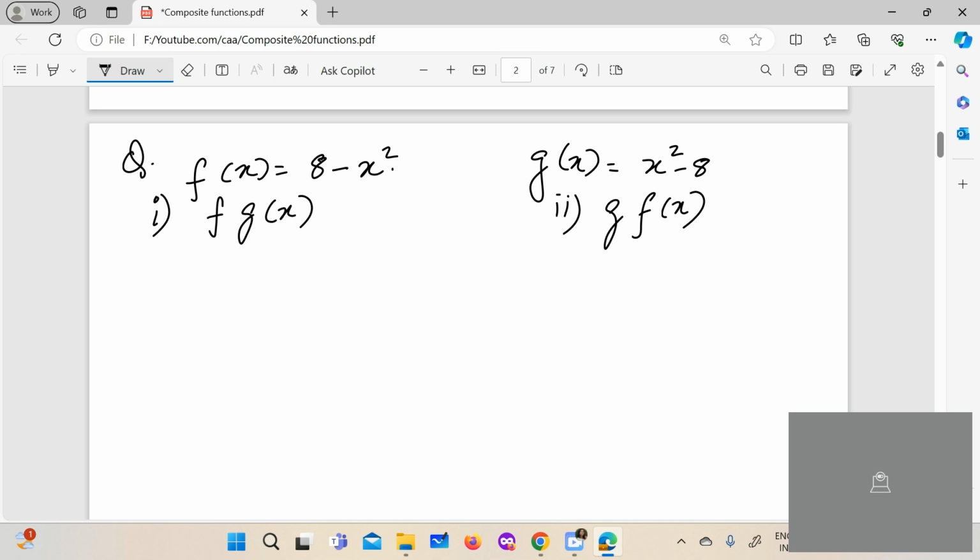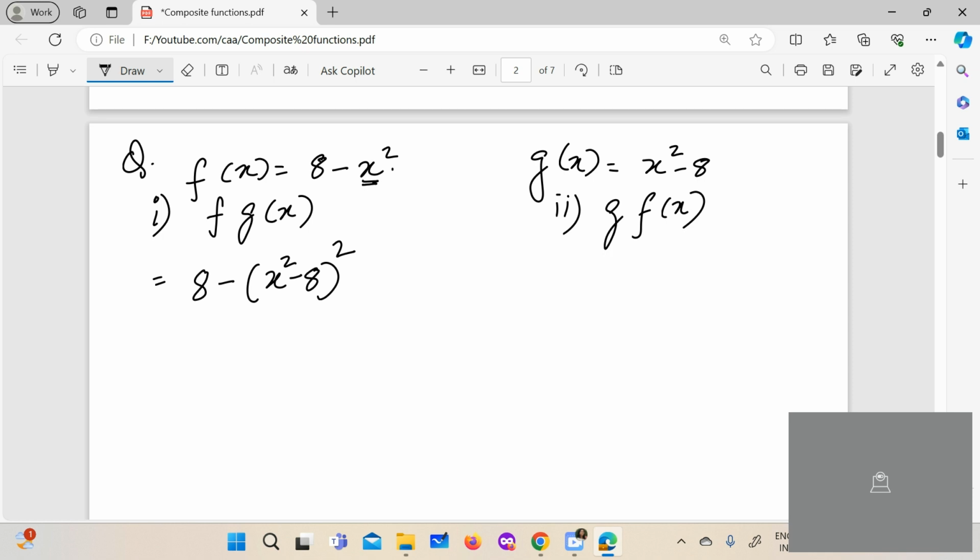Now you see here, in f of x, g of x will become input. So how do we write this? What is f of x? 8 minus x square. So I will write 8 minus, but this x square, this x will be replaced by x square minus 8, x square minus 8, and then because this is squared, so I will write square here.